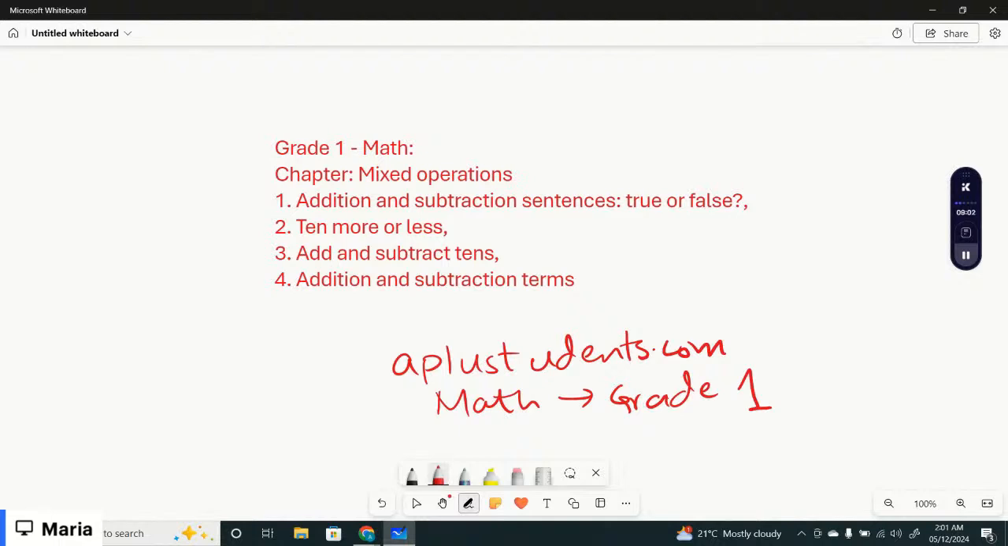We're going to start with the chapter addition and subtraction sentences true or false, 10 more or less, add and subtract terms, addition and subtraction terms. So please make sure you have your notebook and pencil so that you can note down the important examples and definitions as well.